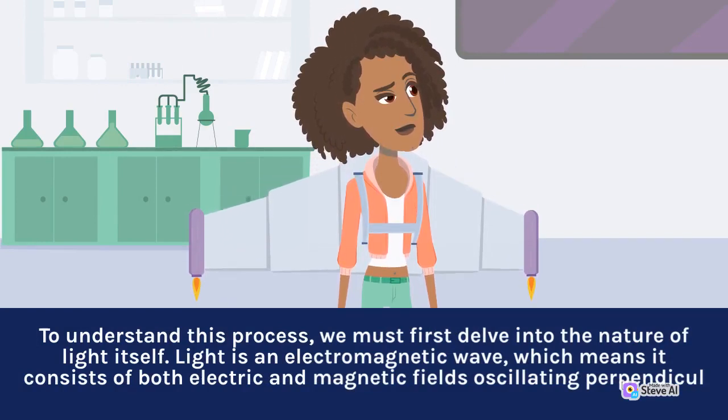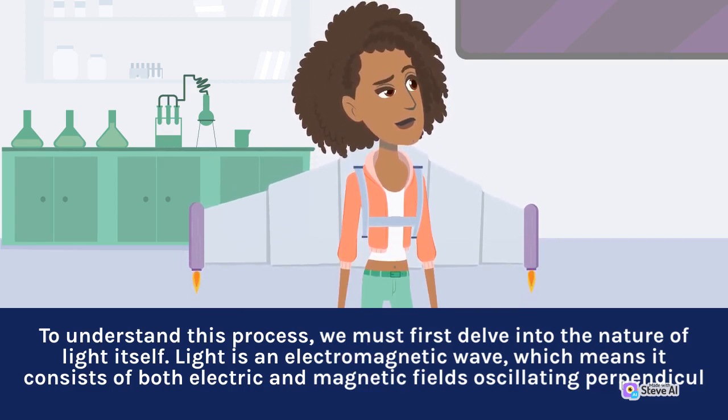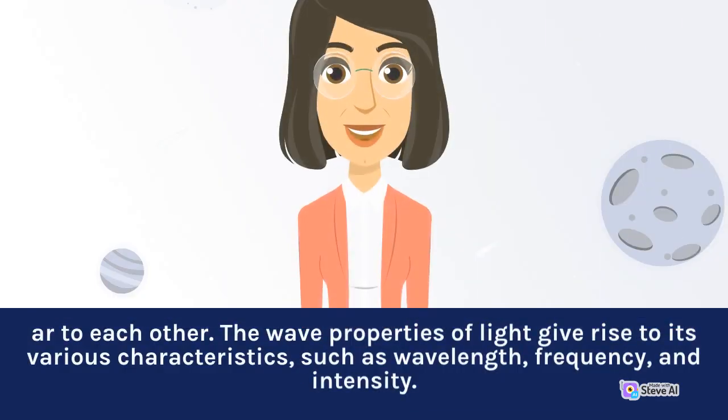Light is an electromagnetic wave, which means it consists of both electric and magnetic fields oscillating perpendicular to each other. The wave properties of light give rise to its various characteristics, such as wavelength, frequency, and intensity.